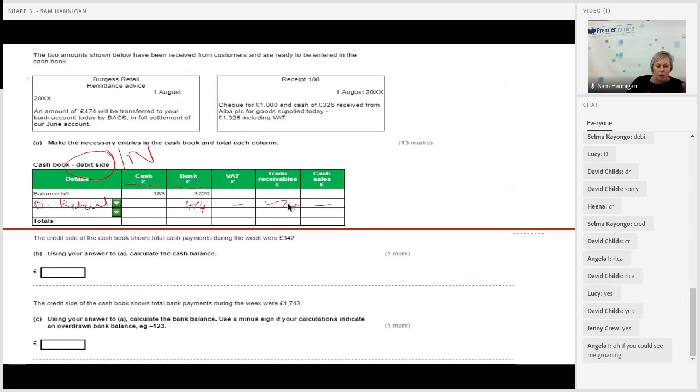Okay, the next one then, we've got a cash sale. So you can put cash sale, and it says that we've got a cheque for 1,000 and we've received cash of 326. So your cash goes in your cash column, your cheque for 1,000 goes in your bank column. But what do we have to do now? Because it's a cash sale, what do we have to do?